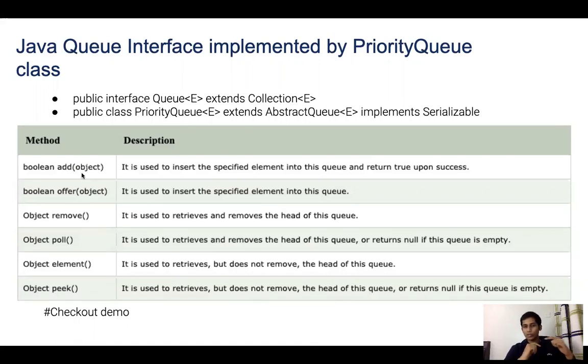So we were talking about enqueue and dequeue. That's how the array implementation worked. But then the priority queue has this additional functionality. So we can use add, we can use offer. It's used to specify the element in the queue in a specific position, right? And then there's remove, then there's poll. It is used to retrieve and remove the head of this queue, or it returns null if the queue is empty. And then there's element. It just gives the head of the queue, and then there's peek.